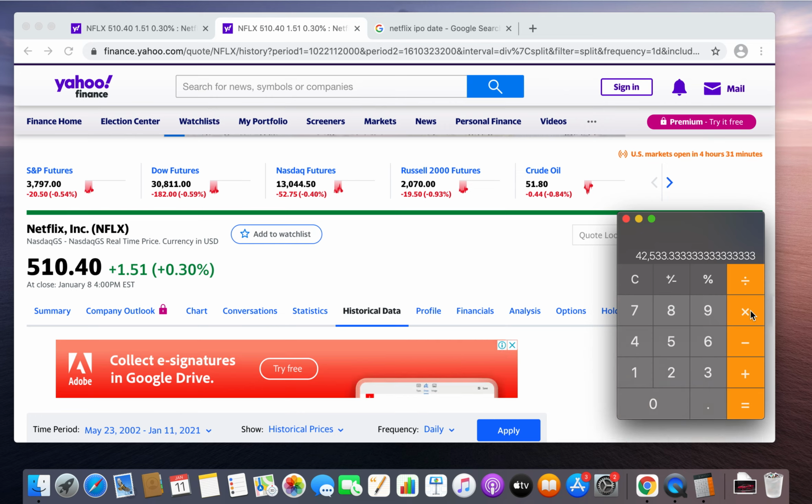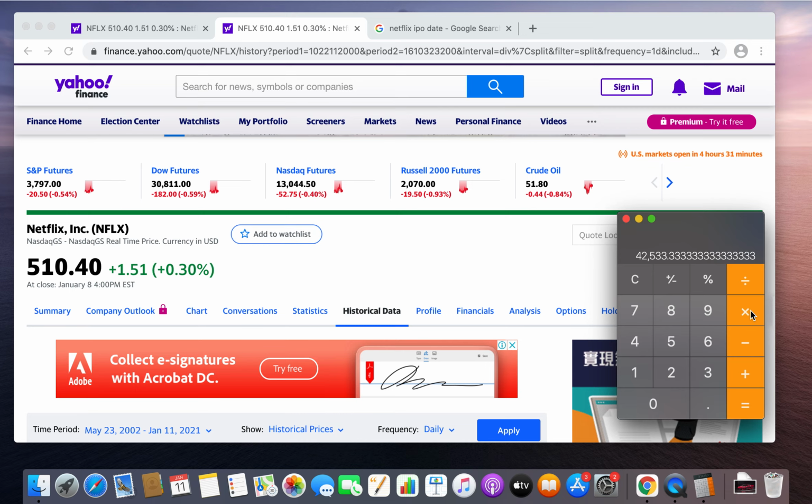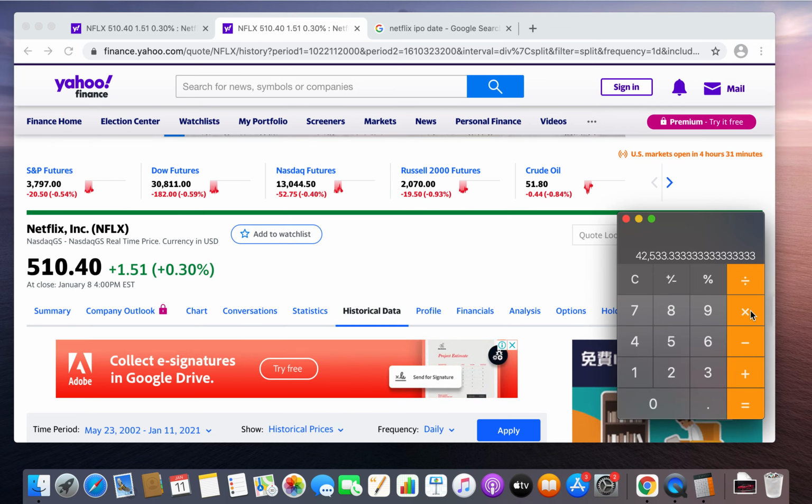So that's one way that you can calculate the total historical return for Netflix based on the assumption of buying $100 of shares on the first day of the IPO and holding it up until the present day, January the 8th, 2021.